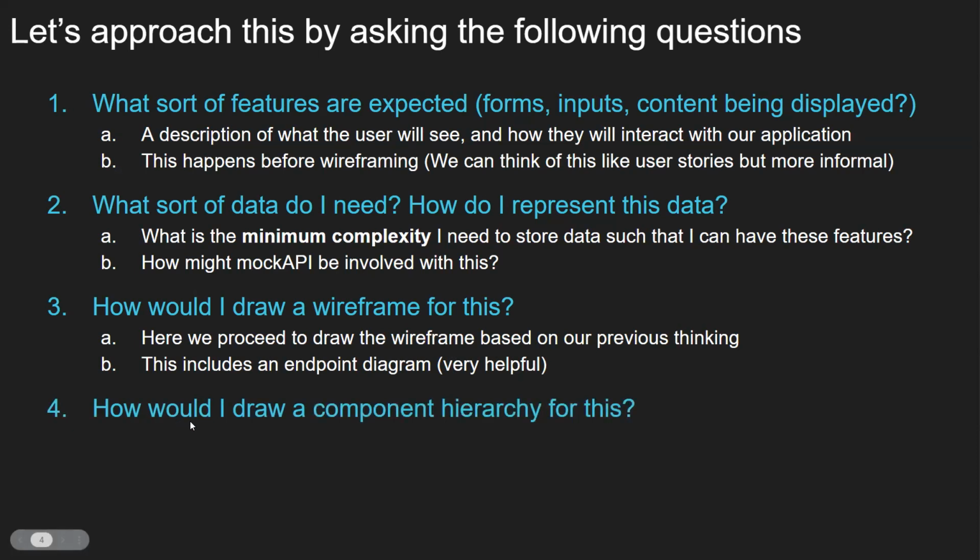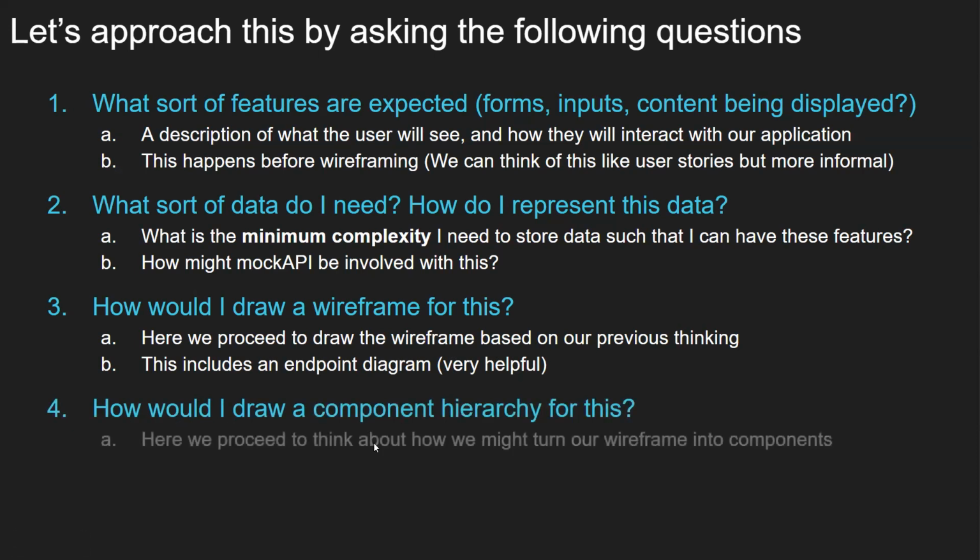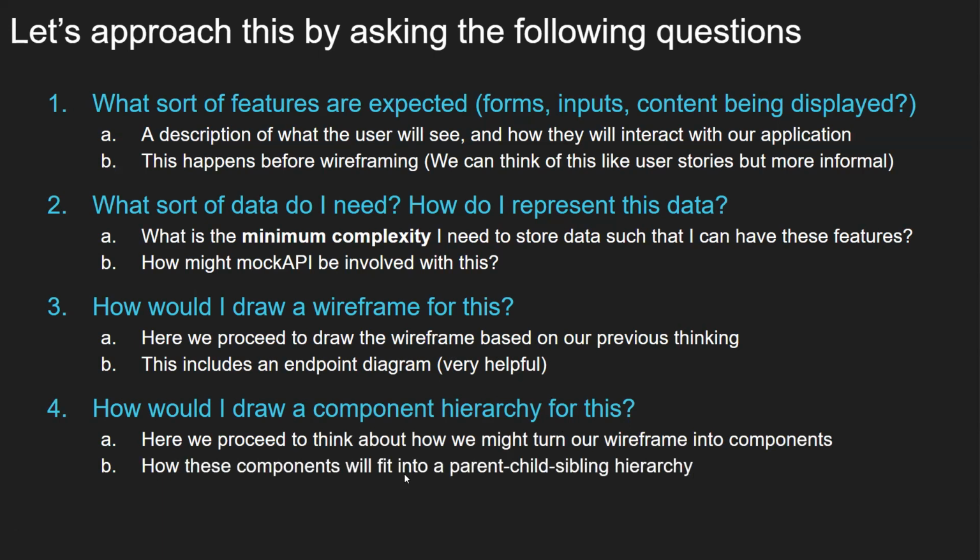And then finally, how would I draw a component hierarchy? This includes thinking about how we might turn our wireframe into components. So now we're thinking about the code, but we're not coding yet. How will these components fit into a parent-child-sibling hierarchy? And this includes thinking about state, props, and functions. And of course, this is all drawn out. Once all of this is drawn out, then we go into actually making the basic structure, the CSS, the code, the state, and so on.